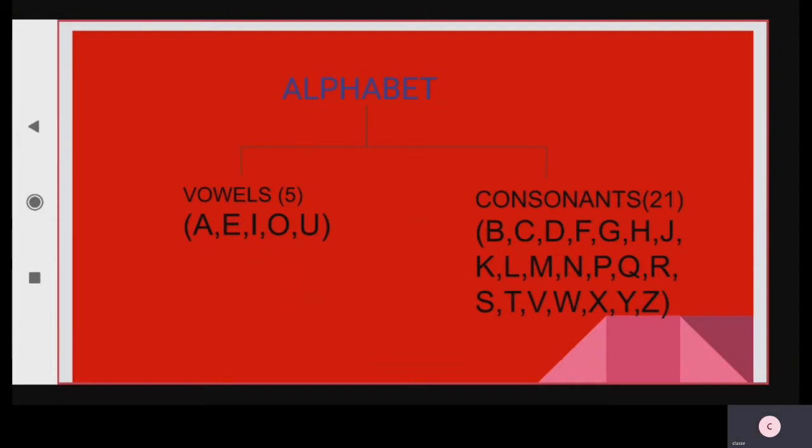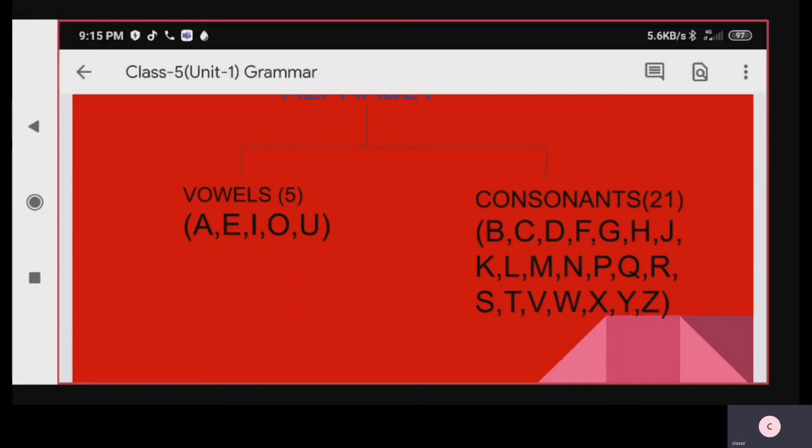There are 5 letters in a vowel. They are A, E, I, O, U. Children, repeat after me. A, E, I, O, U. Did you close your mouth, children, while repeating these vowels? Vowel letters, yes or no? I know you did.